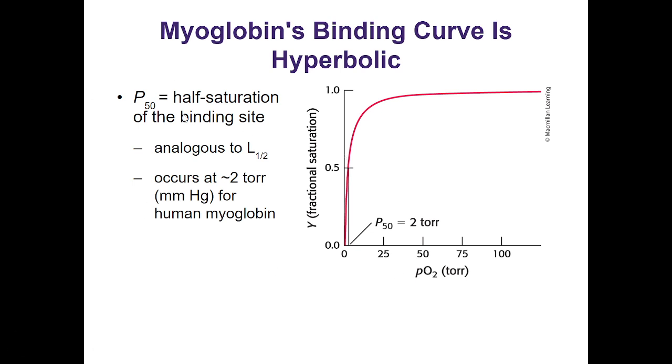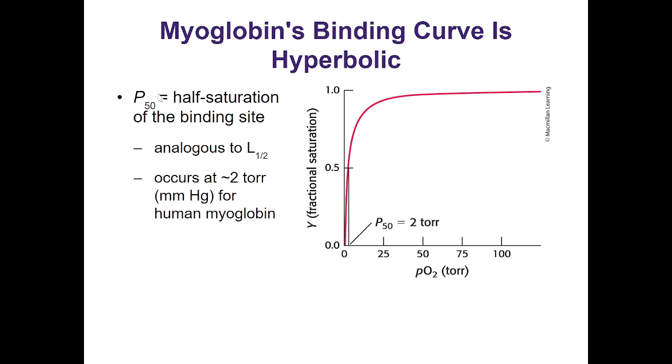Okay, so P50, this is half saturation of your binding sites. This is very similar to L50, but in this case we have pressure. So P, pressure, our partial pressures. Again, analogous to the L1/2.